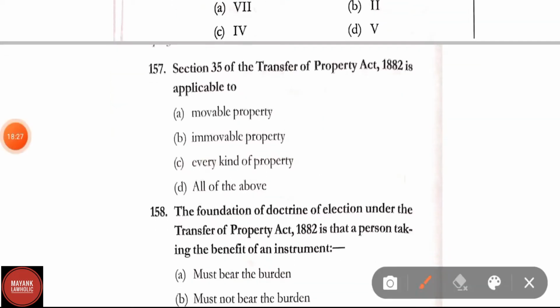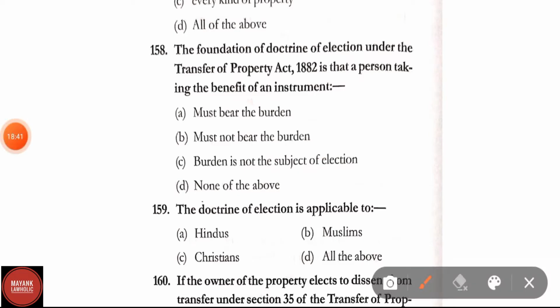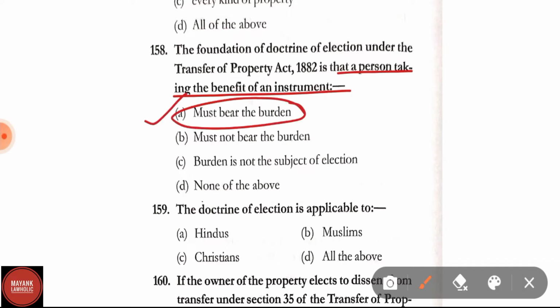Question 157. Section 35 of the TPA is applicable to movable property, immovable property, every kind of property, all of the above. Here correct answer is option D, that is all of the above. Question number 158. The foundation of the doctrine of election under the TPA is that a person taking the benefit of an instrument must bear the burden, must not bear the burden, burden is not the subject of election, none of the above. Here correct answer is option A, must bear the burden.